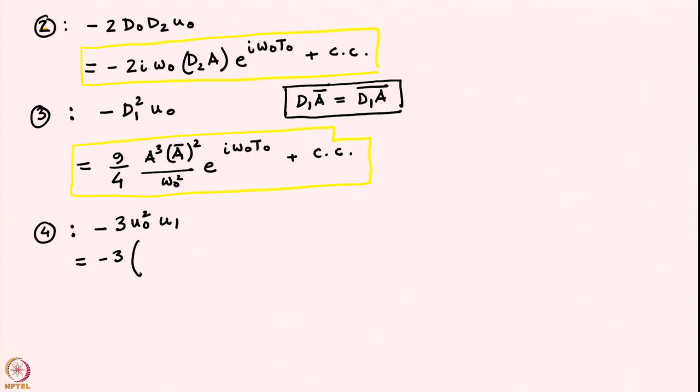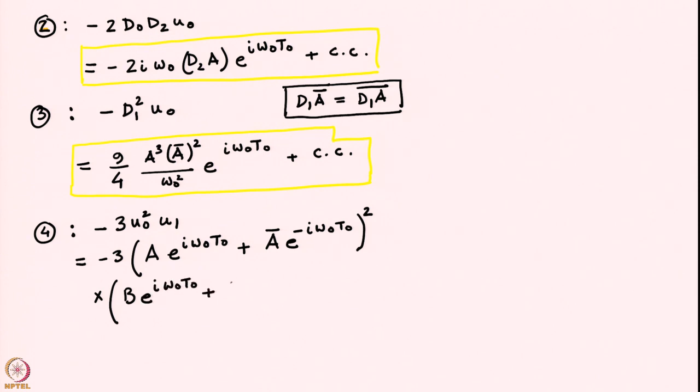So here there is a product of u0 squared into u1, and so one has to be careful while doing this. Then u0, by definition, is a e to the power i omega 0 t 0. And now instead of writing a cc, I am going to actually write down the complex conjugate term. So the complex conjugate is just a bar into this, and there is a square here, multiplied by u1. U1 had a complementary function part which was b e to the power i omega 0 t 0 plus a particular integral which was a cubed by 8 omega 0 squared e to the power 3 i omega 0 t 0.